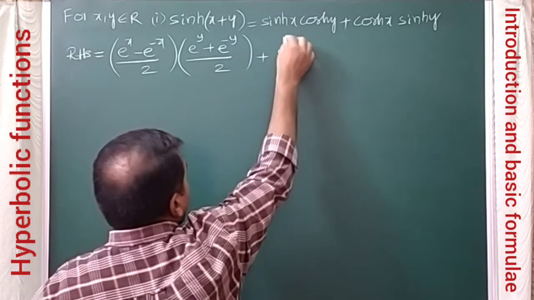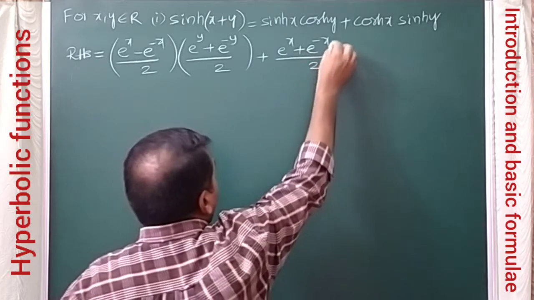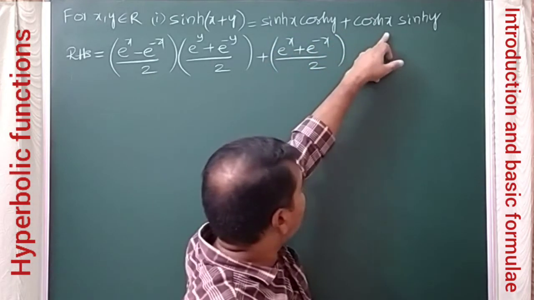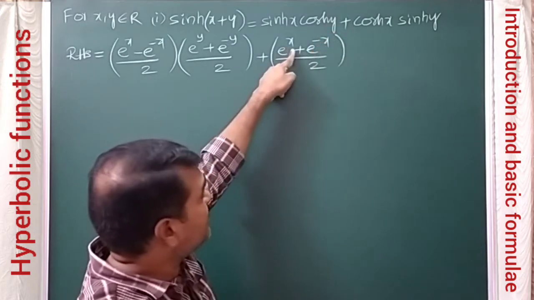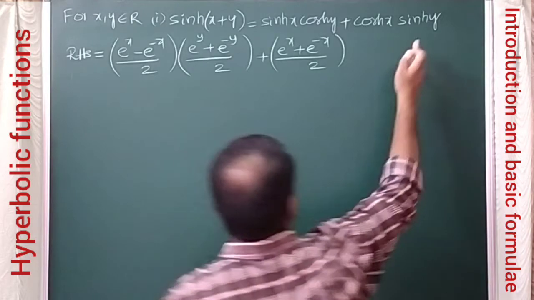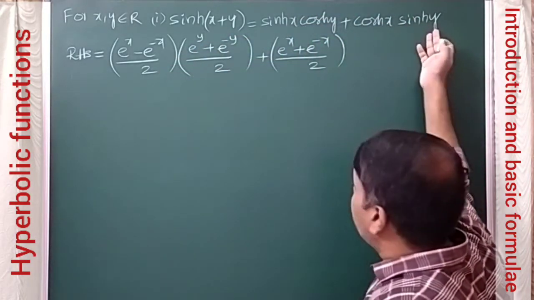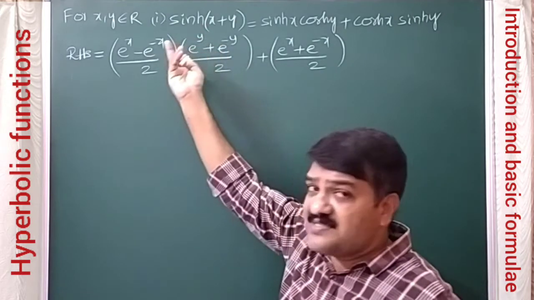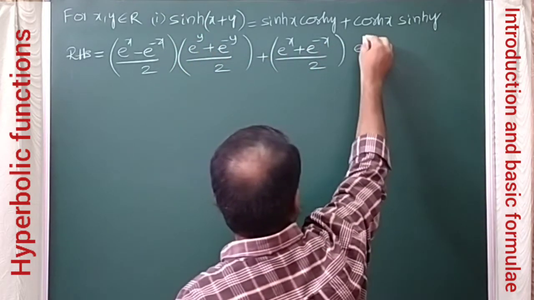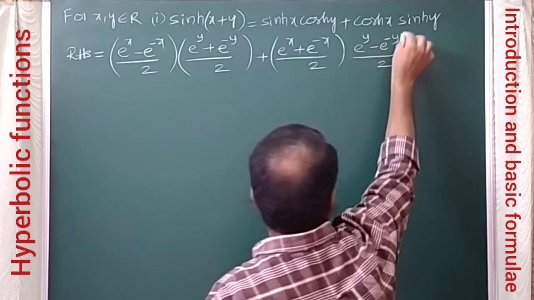Cosh x is e power x plus e power minus x by 2. Cosh y means in place of x we will write y, that's all. Sinh y: you can already see sinh x here, so sinh y means just in place of x write y. What you will get is sinh y as e power y minus e power minus y by 2.